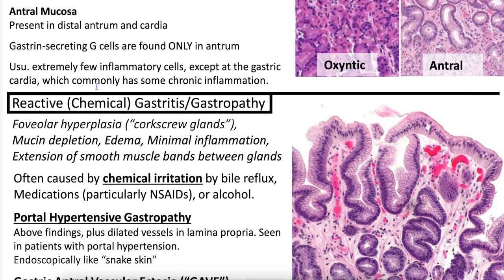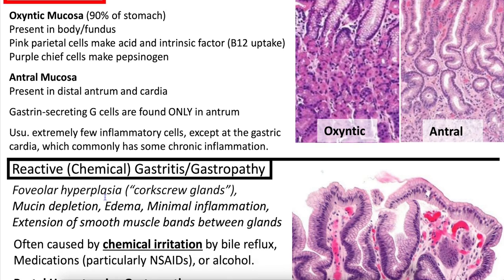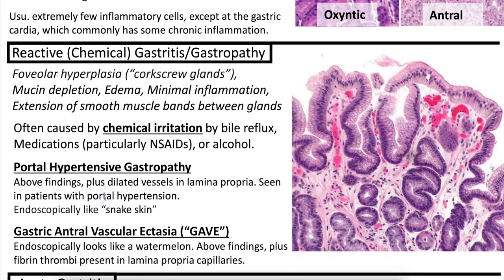So reactive chemical gastritis, gastropathy, you'll have this foveolar hyperplasia where you'll get this corkscrewing, you'll have mucin depletion, edema, minimal inflammation, and extension of the splaying of the smooth muscle bands of your muscularis mucosae between the glands. And it's often caused by chemical irritation, such as bile reflux, medications like NSAIDs or alcohol.